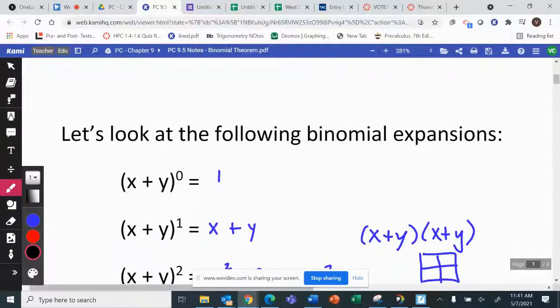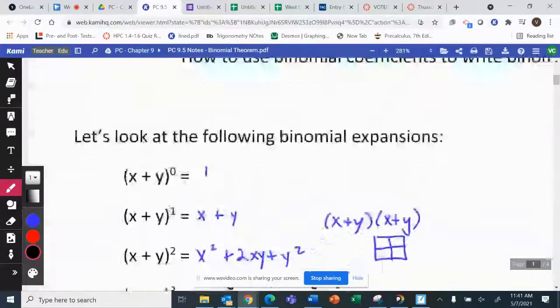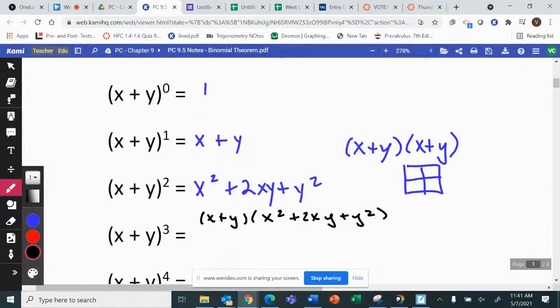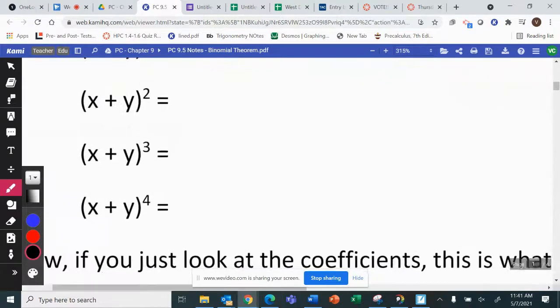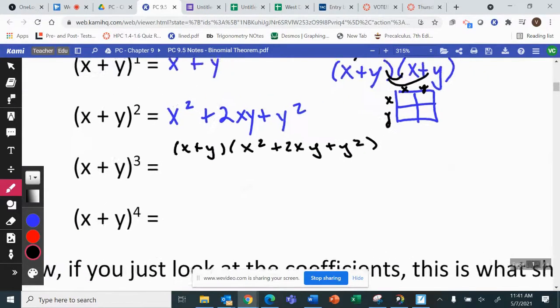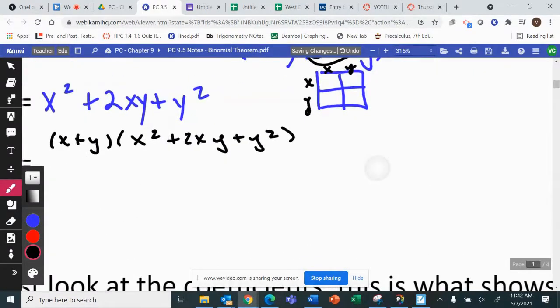Okay, so at the start of the notes, we are just taking x plus y to consecutive, increasing powers. Anything to the 0 power is 1. To the first power is itself. To the second power, we maybe used FOIL, or you used a grid. Now combine like terms to get the second one, sorry. I am going to multiply out the third power right now.